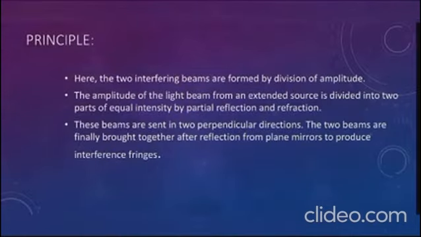Today's chapter is optics and spectroscopy, and the topic is the Michelson interferometer. The principle of the Michelson interferometer is that the two interfering beams are formed by division of amplitude. The amplitude of the beam from an external source is divided into two parts of equal intensity by partial reflection and refraction. The two beams are finally brought together after reflection from the plane mirrors to produce the interference fringes.